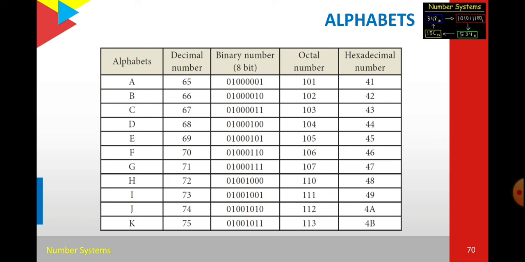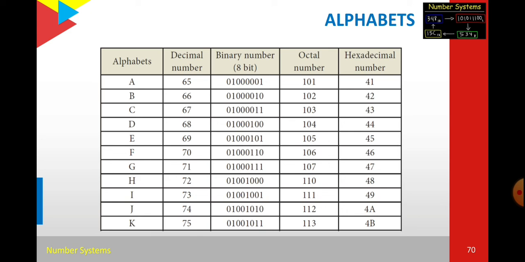Okay, for the alphabetic letter A, the equivalent decimal number is 65. How can we represent it in binary? Either we can use the sum of powers of 2 method, or repeated division by 2. So the 8-bit equivalent of 65 is 01000001. Now octal: how can we convert decimal to octal? Repeated division by 8. 65 divided by 8: 8 8s are 64, remainder is 1.